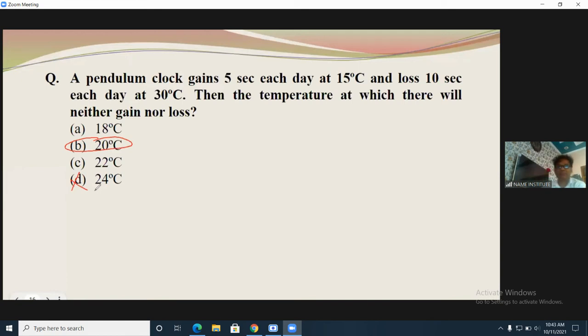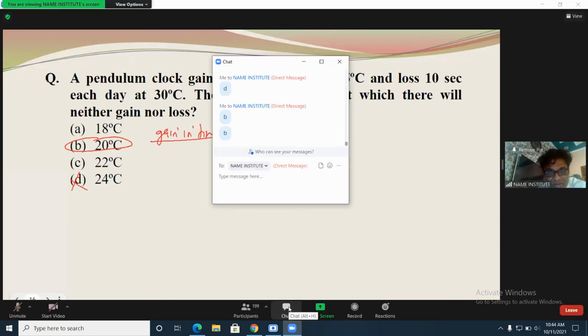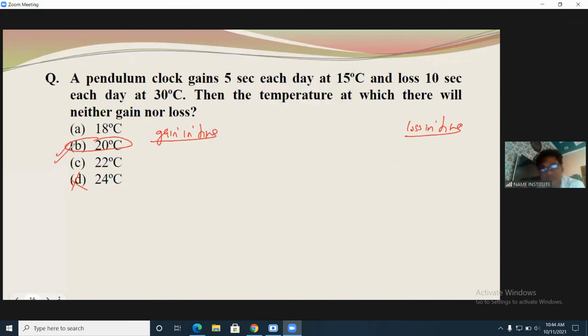Take the concept here. First, here we can take gain in time. Gain in time. Here it is loss in time. And here it is neither loss nor gain in time. Okay, a lot of students got the right answer to the question. It is 20 degrees Celsius. Very good in class. Gain in time, loss in time. Here it is neither loss nor gain in time.